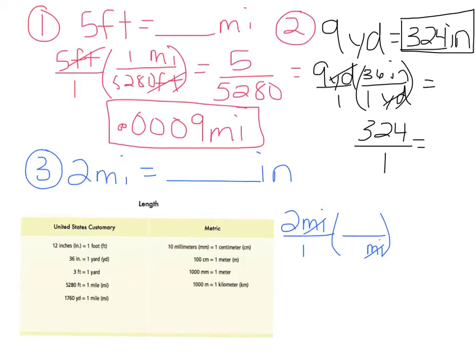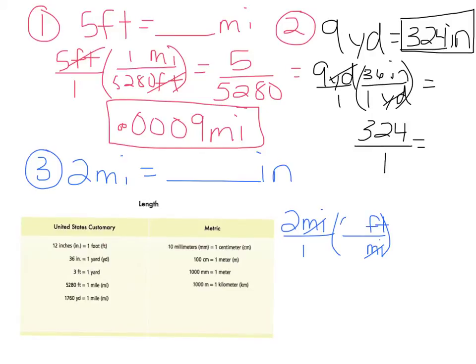Alright, so we look in our chart and we do see that we have 1 mile equals 5,280 feet, or we could convert to yards. Okay, and if we convert it to feet, then up here we know that 1 foot equals 12 inches. So we could actually go to feet and then from feet go to inches. So when we fill that in, we're going to go miles to feet, just like we did on number 1, except we're going backwards.